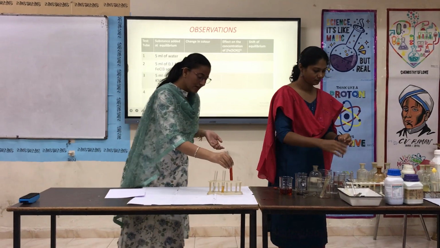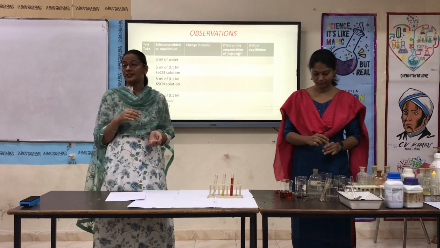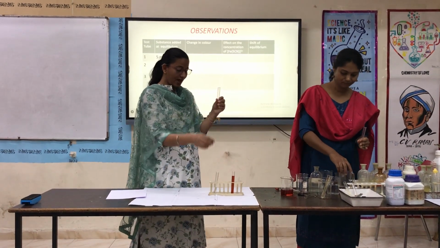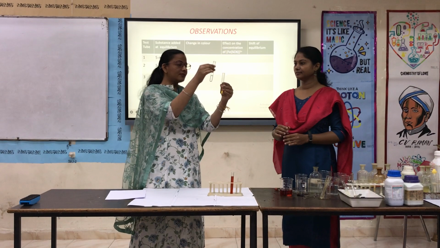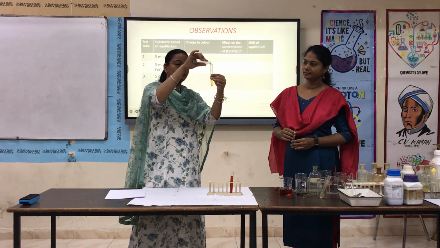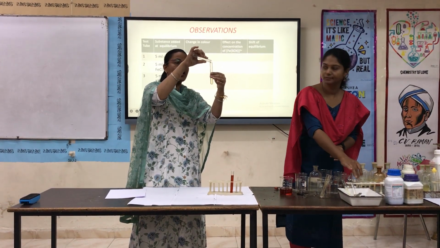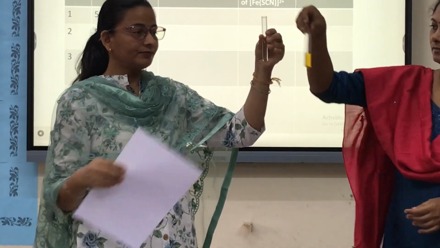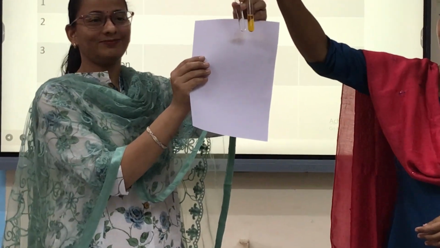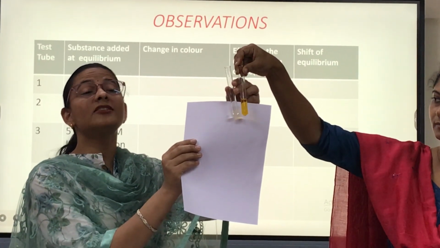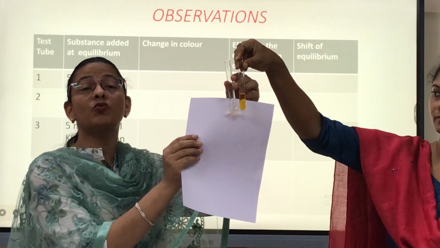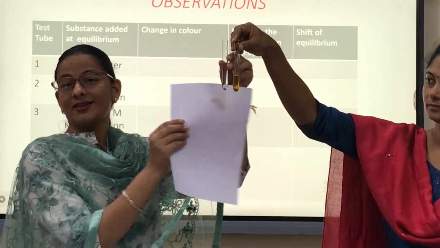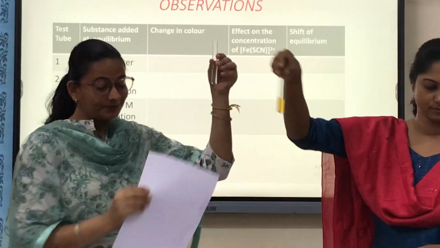So now let's see what will happen if we decrease the concentration of our reactants. For this we will take our fourth test tube and add oxalic acid solution to it. When we add oxalic acid solution, we will see the color become diminished. So this indicates equilibrium is not shifting in the forward direction, towards the product side, it is shifting in the backward direction towards the reactant side.